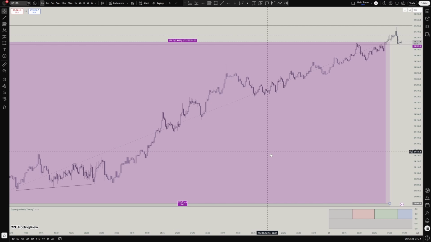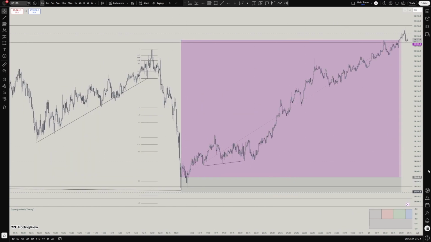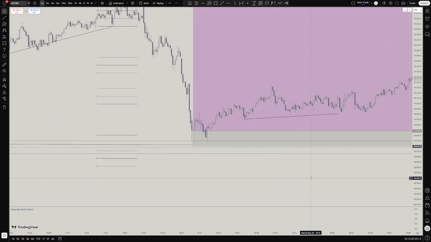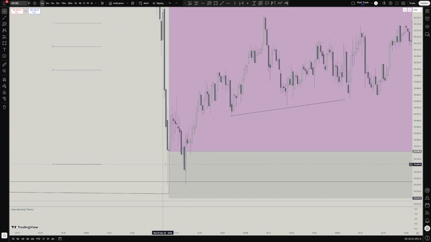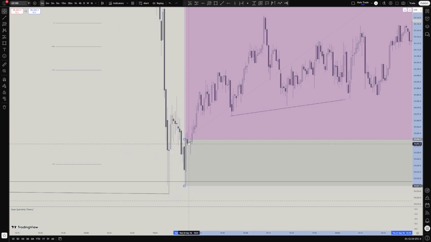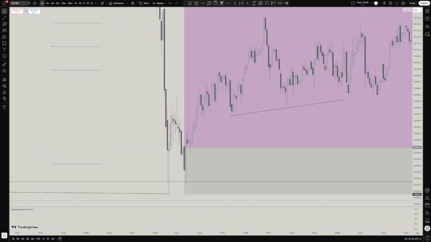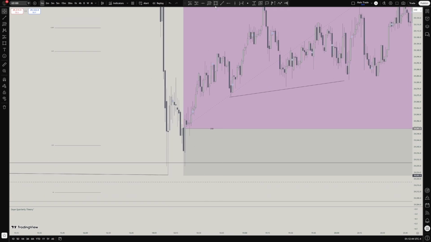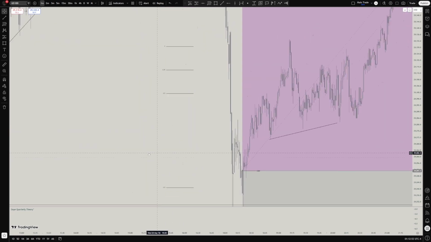Let's see right here. Okay, so I actually entered right back here. We had this 1 minute change in state of delivery. Let me mark this out. Change in state of delivery. I was like, okay. So I set a limit at the order block in which it was created, and I just let it ride.